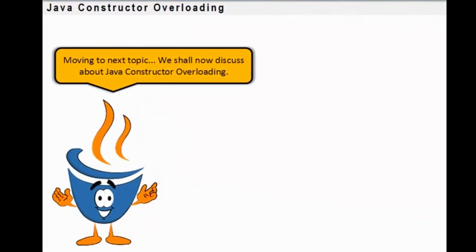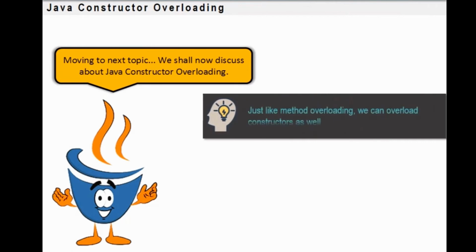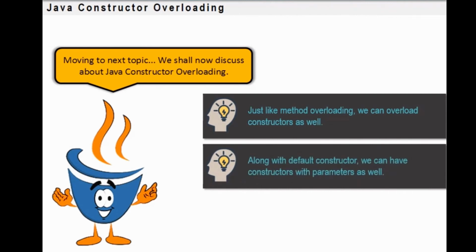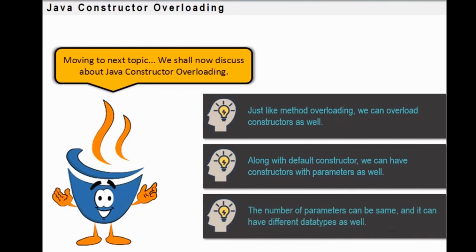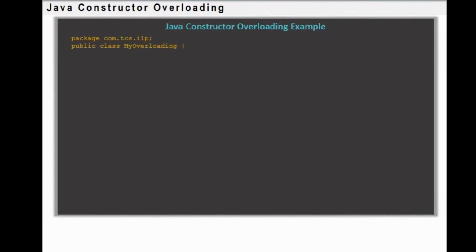Moving on to next topic. We shall now discuss about Java constructor overloading. Just like method overloading, we can overload constructors also. Along with default constructor, we can have constructors with parameters. The number of parameters can be same, and it can have different data types. Let's take a look at an example that displays the sample code for constructor overloading.